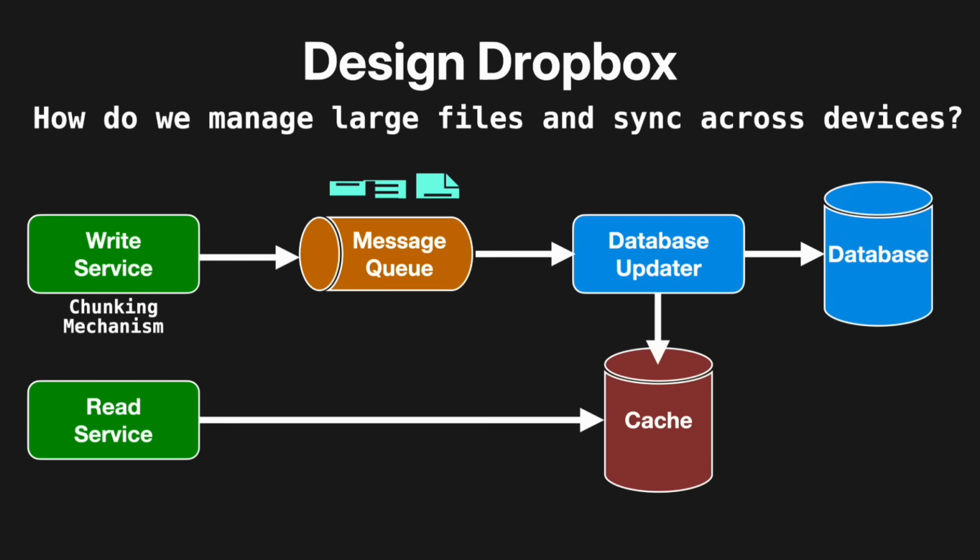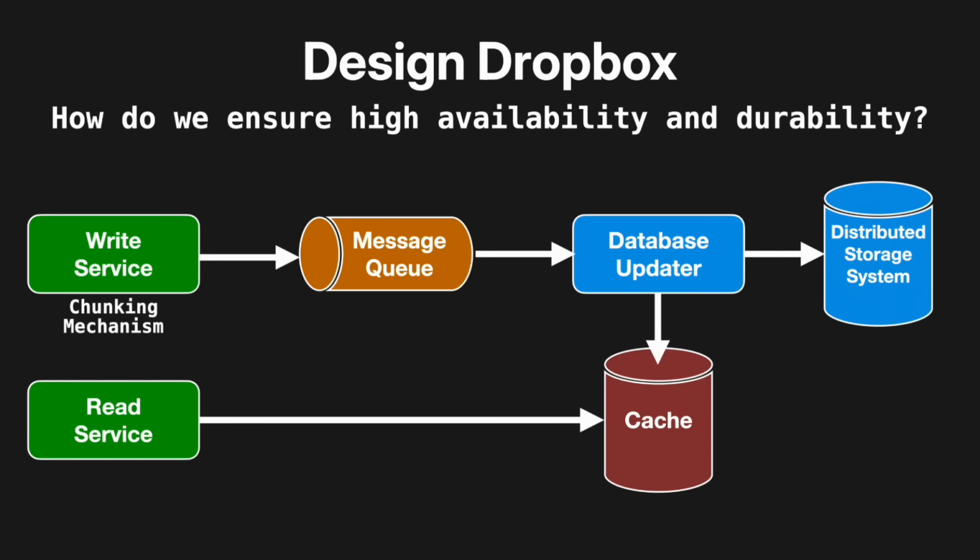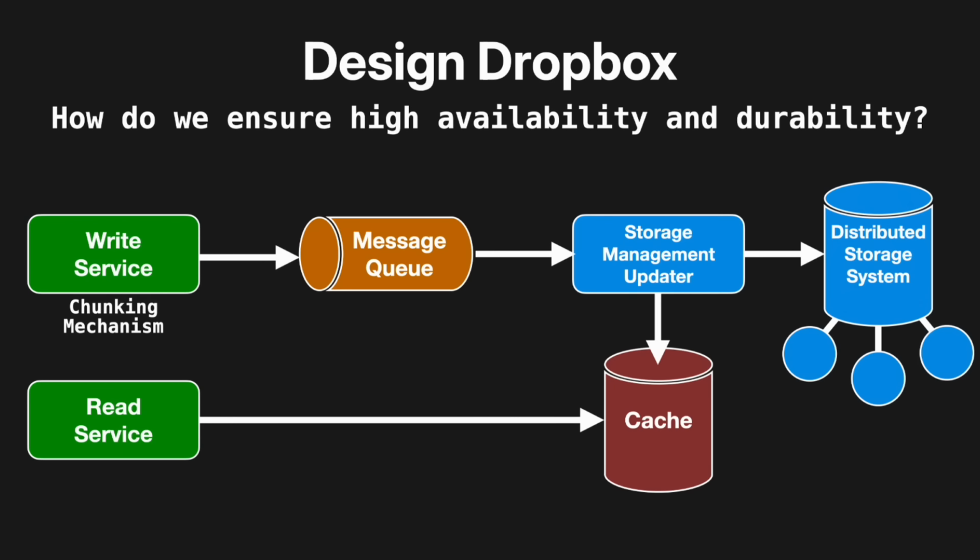Next, how do we ensure high availability and durability? For storage, we'll replace the standard database in the template with a distributed storage system that stores file chunks across multiple nodes. The database updater becomes a storage management updater that updates the placement and replication of file chunks in the storage system, ensuring they're always available even if some nodes go down.